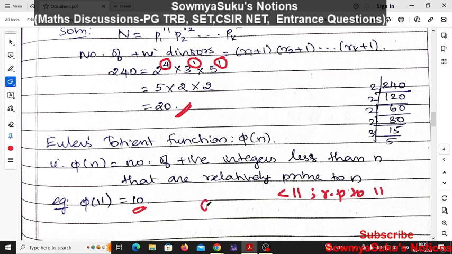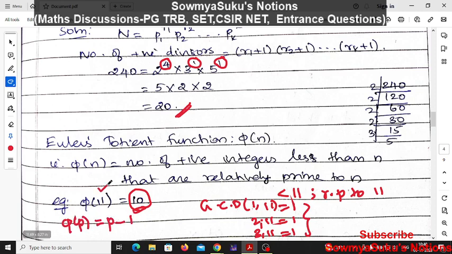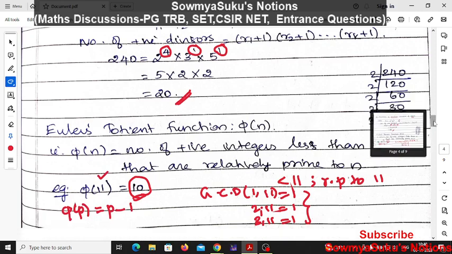So you have to see GCD of (1, 11) which is equal to 1, or (2, 11) you can take, that is equal to 1. That is, no other common factors except 1. So (3, 11), (4, 11), etc. Such a type, you can see 10 numbers we will get like that. Okay, so phi of 11 is equal to 10. Otherwise, we have a result that if p is prime, then phi of p is equal to p minus 1. So here 11 is a prime number, so 11 minus 1 which is equal to 10. Right. Next example.